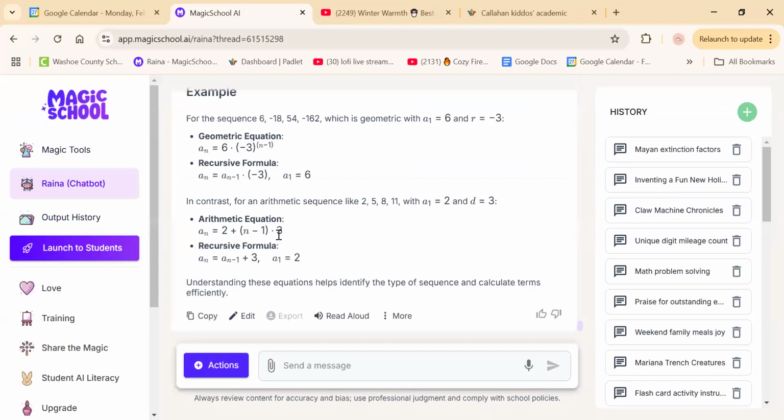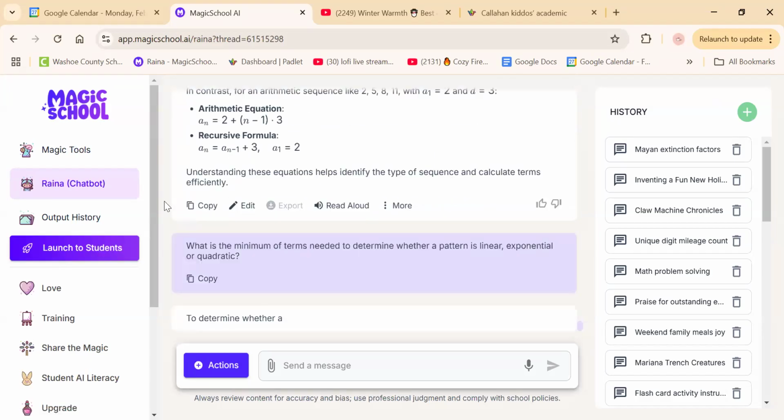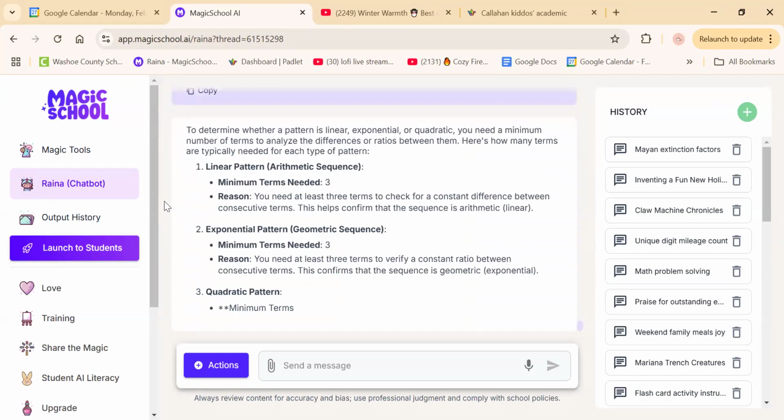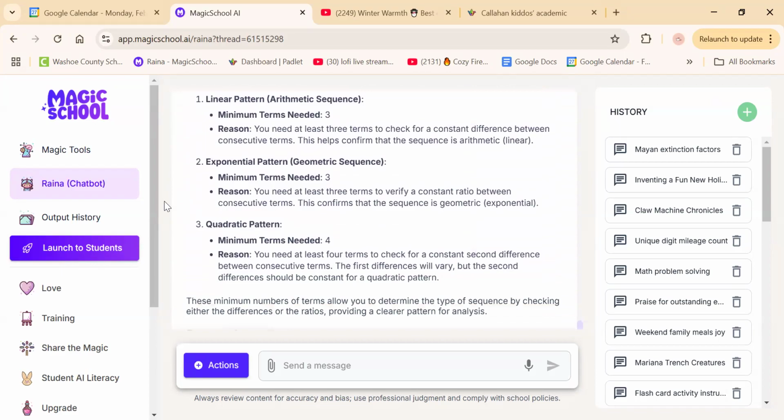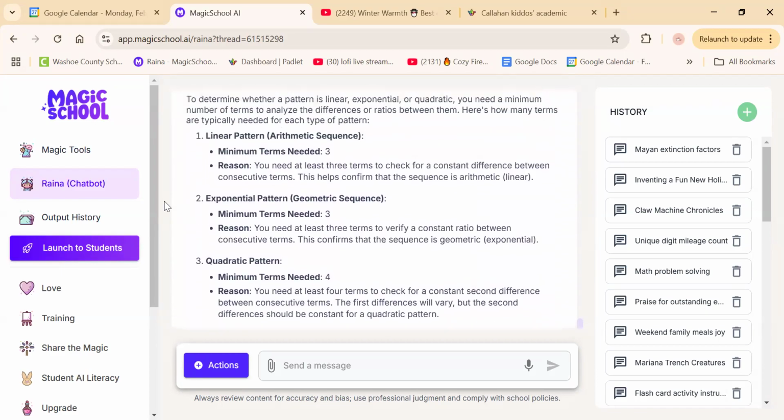You need to be doing this on your own next time. You can be Googling this yourself, right? This is what it says.